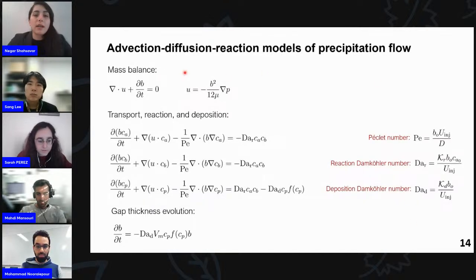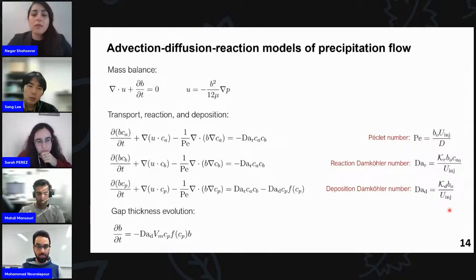In our model, we start with the mass balance, and our mass balance takes account of the evolution in b, and we have the transport equations that take account of the consumption in the reactant concentration due to reaction. And it also accounts for the precipitation, the formation of precipitates, and their deposition. So in the transport equations, we have three dimensionless variables: the Peclet number, which is the ratio between the rate of diffusion and advection; the reaction Damköhler number, which is the ratio between the rate of reaction between reactant A and B and the transport; and the deposition Damköhler number, which is the ratio between the rate of deposition and the transport. Eventually, we update the gap thickness as a function of the amount of deposition formed.